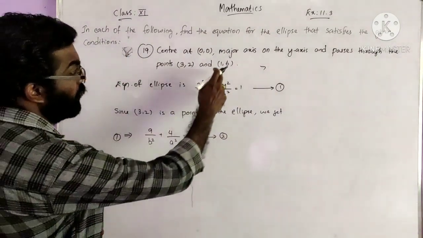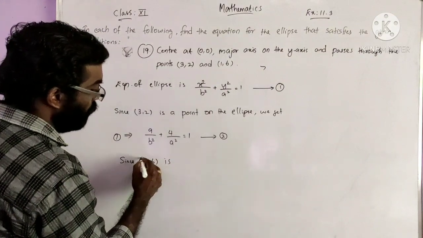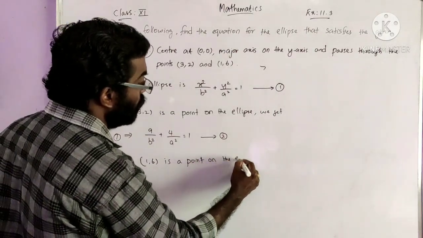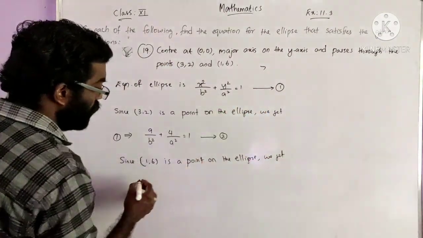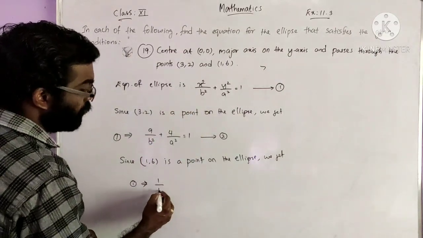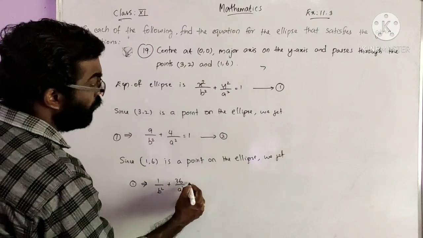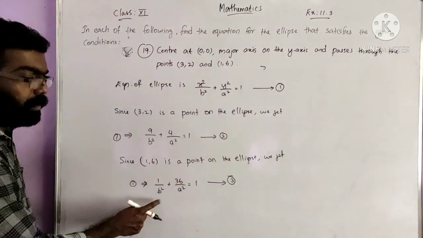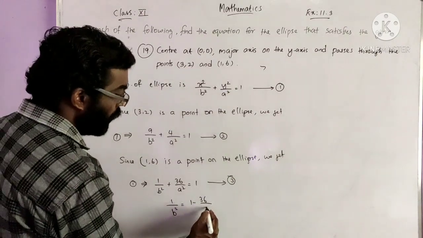Again, we have another point (1, 6). Since (1, 6) is a point on the ellipse, we can substitute in equation 1. Equation 1 implies x square by b square, here 1 square, 1 by b square, plus y square, 6 square, 36 by a square, equal to 1. Take it as equation number 3. From this we can find 1 by b square. Here 1 by b square equal to 1 minus 36 by a square.